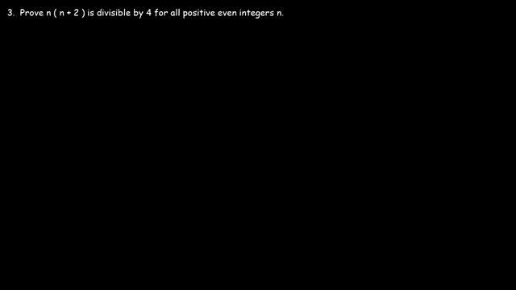Number 3. Prove n times n plus 2 is divisible by 4 for all positive even integers n. So what do you think we need to do for this one? Well, first, we need to identify the first term. So positive even integers. That means n can be 2, it can be 4, 6, 8, 10, and so forth. We don't want to start with n equals 1 for the first term.